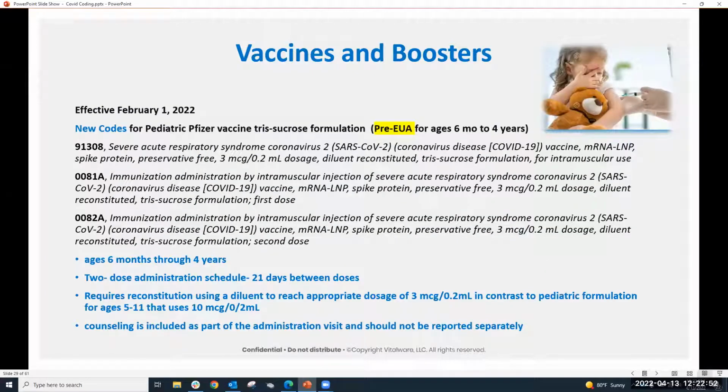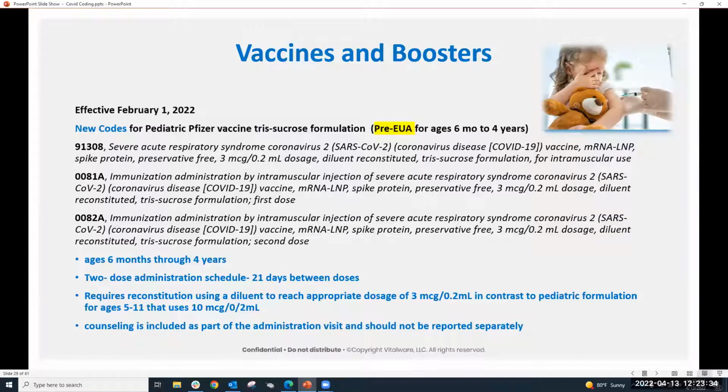Okay, so effective February 1st, 2022, they released new codes for our pediatric Pfizer vaccine, the tri-sucrose formulation, and this was released for ages 6 months to 4 years. Just to note, this vaccine has not been EUA approved yet, so it cannot be used yet. They just have the codes ready to go, so once it's approved, we'll be able to use the codes. The vaccine code is 91308, and the administration codes are 0081A for the first dose and 0082A for the second dose. Like I said, it's for ages 6 months to 4 years.